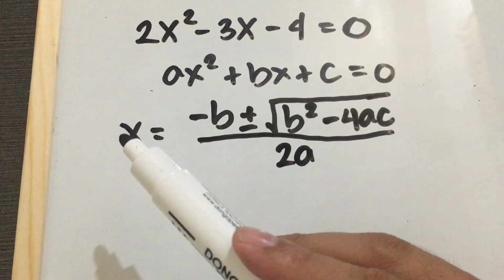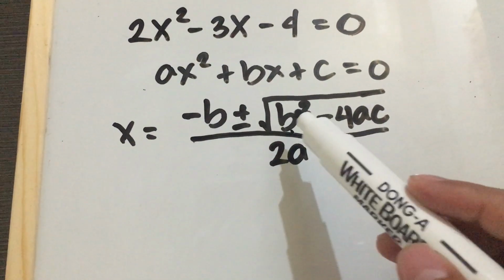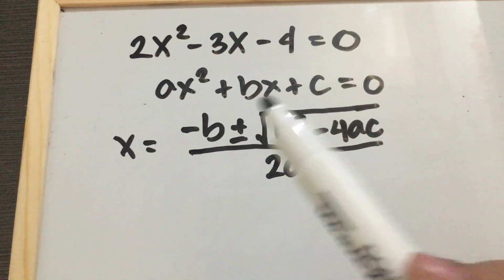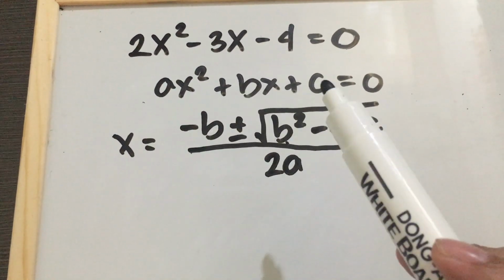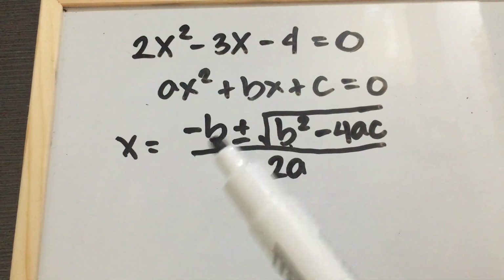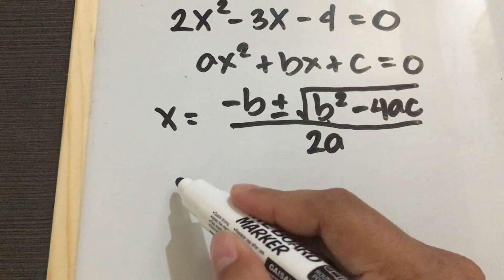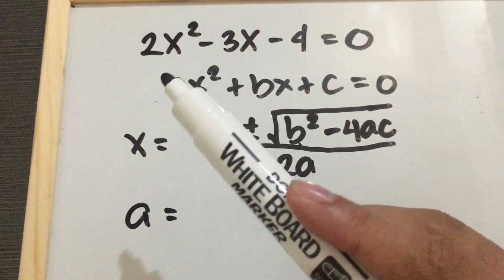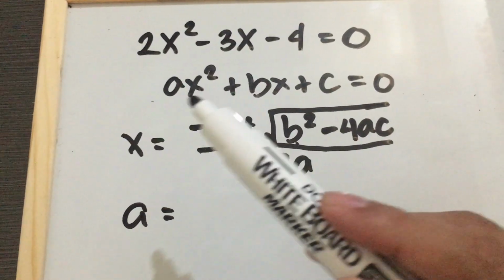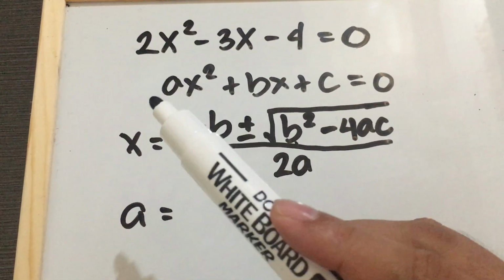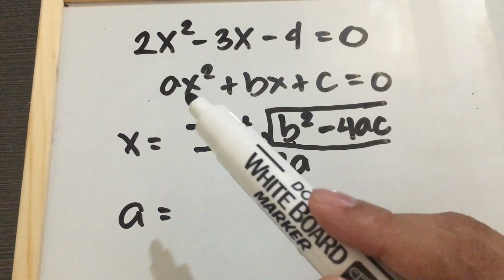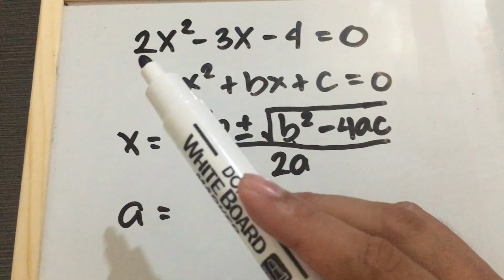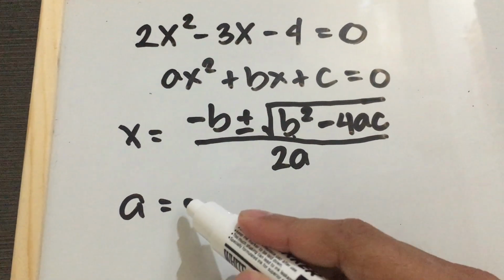over 2a. Okay, now from there, in the quadratic formula, you have the b, you have the a, and the c. So it's very important for us to understand the values of a, b, and c in a quadratic equation. So how can we identify the value of a? Obviously, the a is a number that is beside the variable x squared, which means it is the numerical coefficient of x squared. So what is that number beside x squared? That is positive 2.